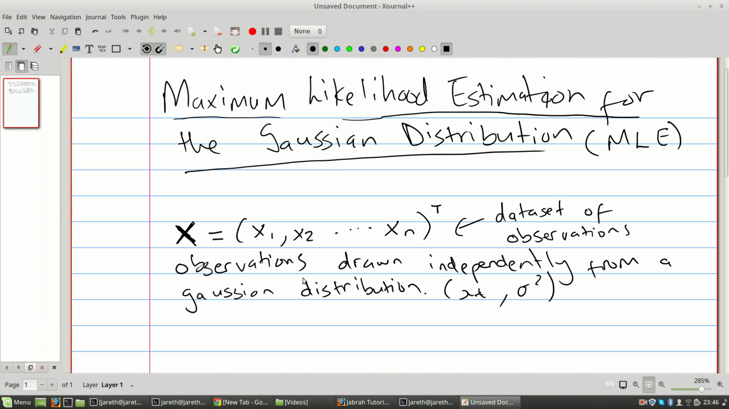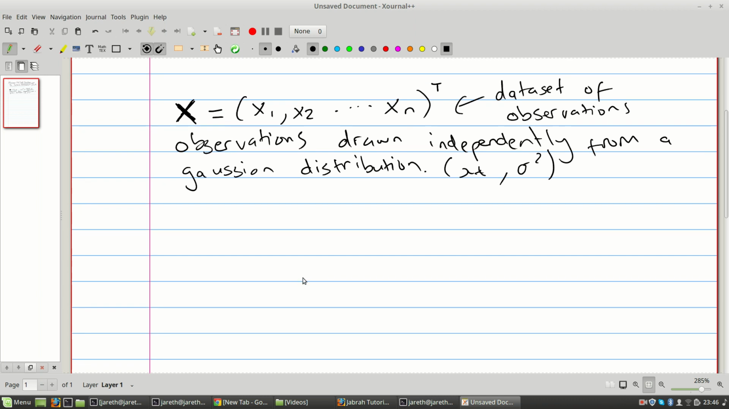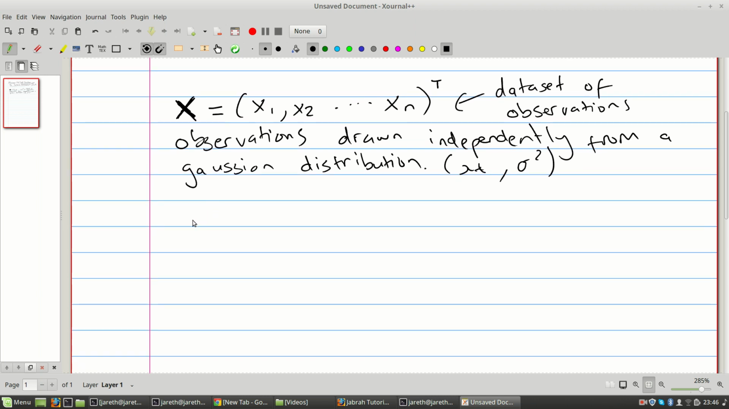We call points that are drawn independently from a distribution by a special term, and it's called independent and identically distributed. In short, we just say IID. This is the name for these points that are drawn independently from the same distribution, so to say.